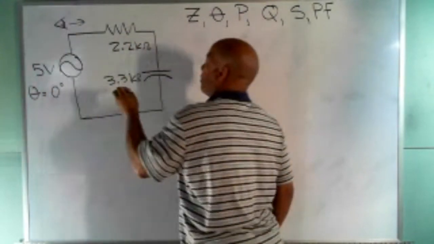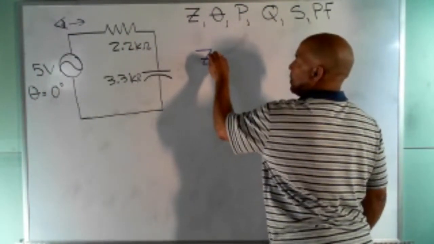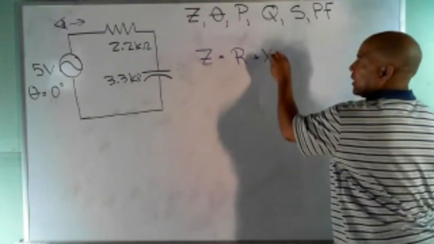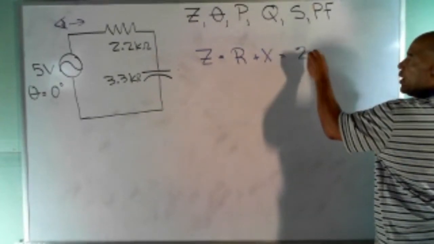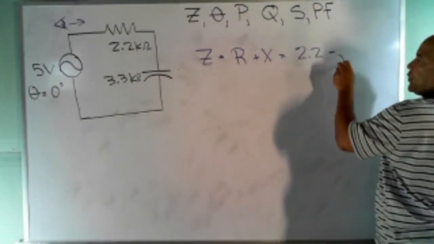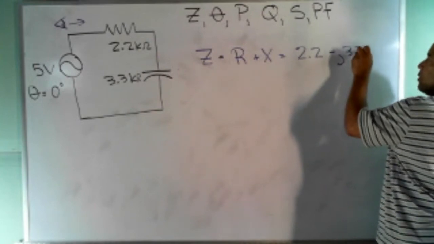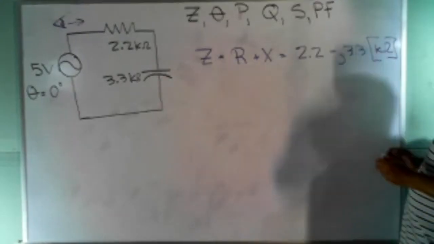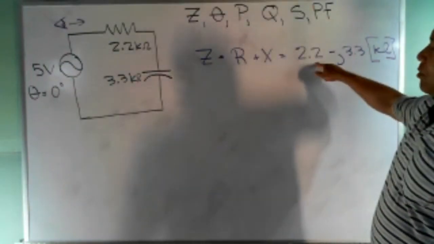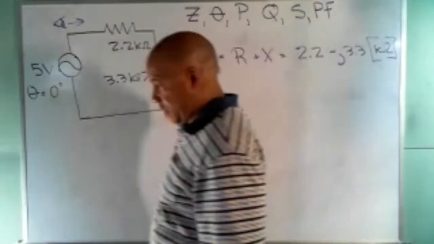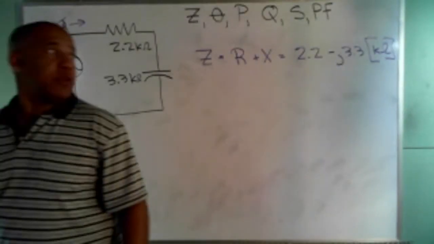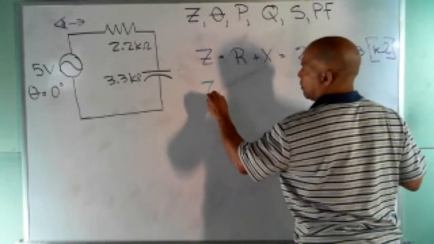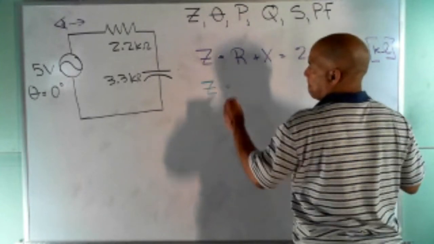My impedance Z will just be the resistance plus the reactance. So what I get is 2.2 minus j3.3, and this is in kilo ohms. So I need for you to convert this to polar form for me. Somebody convert it over. Let me know what you get when you convert this over to polar. Z is what in polar? Let me know when you've got a number.